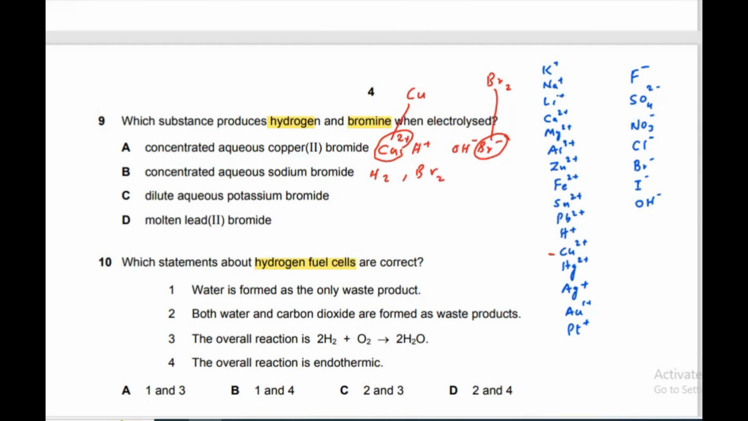Then dilute aqueous potassium bromide. In dilute aqueous potassium bromide, we will get hydrogen and oxygen. Molten lead(II) bromide, the products are bromine and lead. So this question was, which substance produces hydrogen and bromine? So this concentrated aqueous sodium bromide can produce hydrogen and bromine at the electrodes during the process of electrolysis.